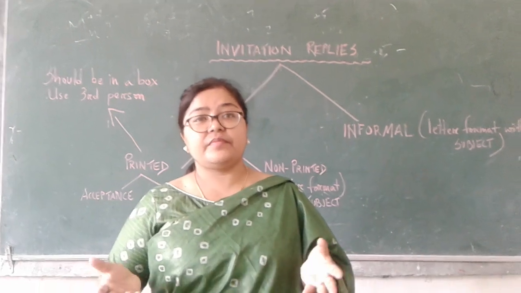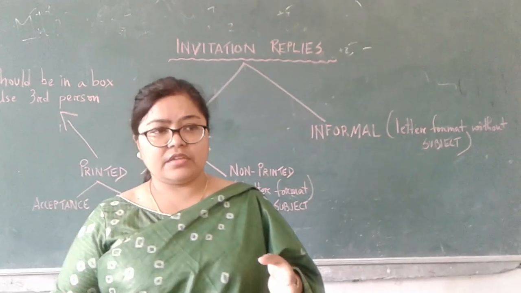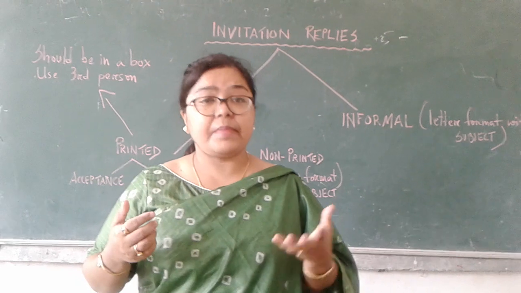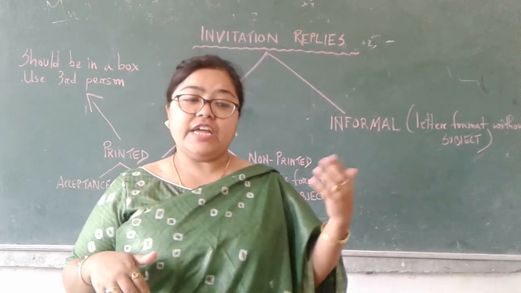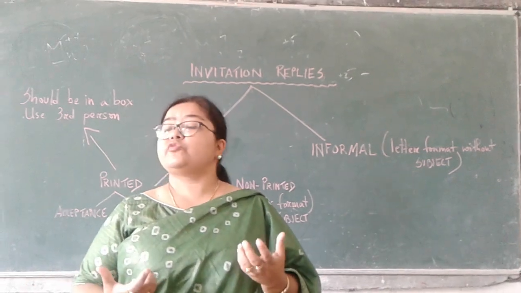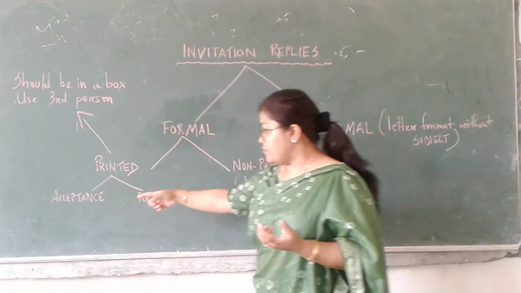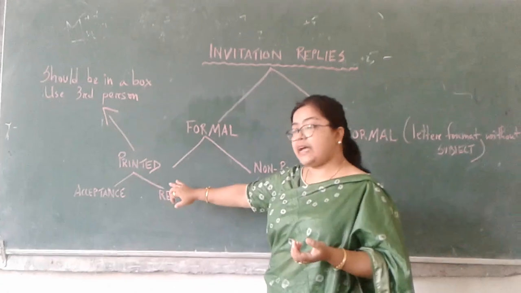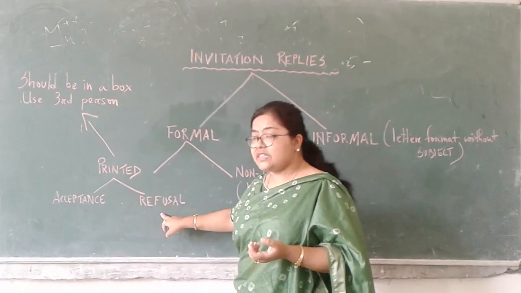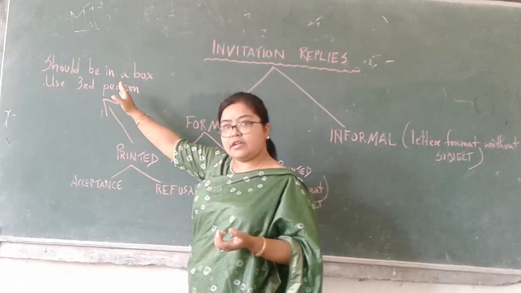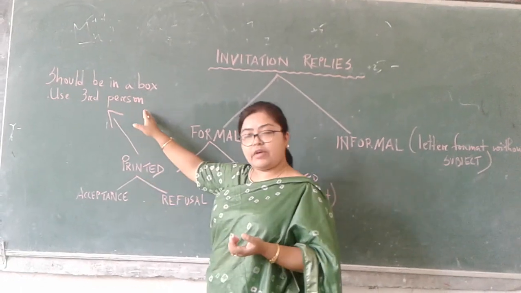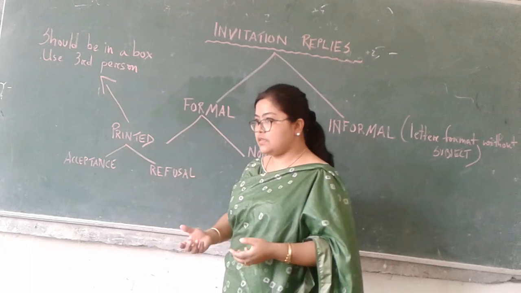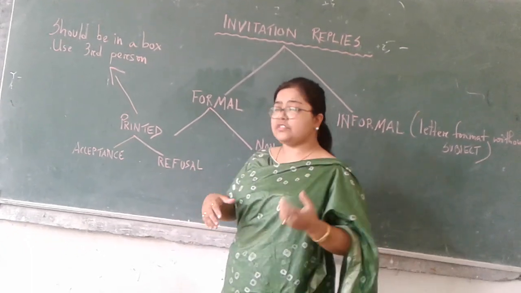It's not necessary that you will always get an invitation to a marriage. It may be a birthday party, it may be any other thing. So we need to write replies back to the person who is inviting. It may be an acceptance reply, it may be a refusal reply. So therefore we have formal reply of acceptance, formal reply of refusal. Now since it is printed, keep in mind, it is printed acceptance, it will be printed refusal. Therefore it should be again in a box, as I have told earlier, and you have to use third person. Definitely I will show you in my next videos how to write this acceptance reply, refusal reply.